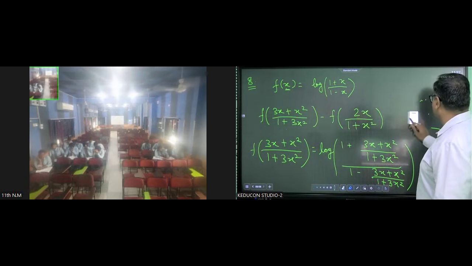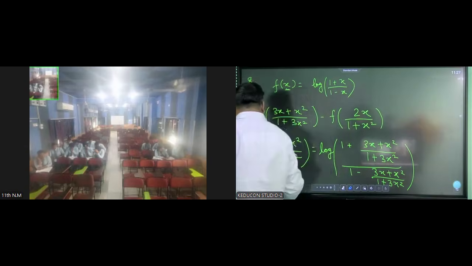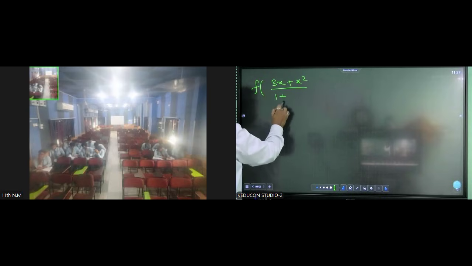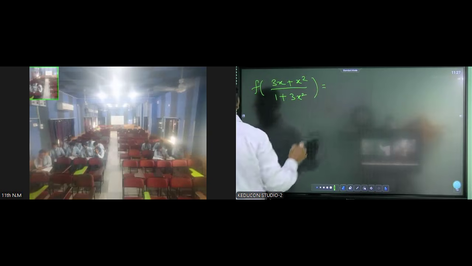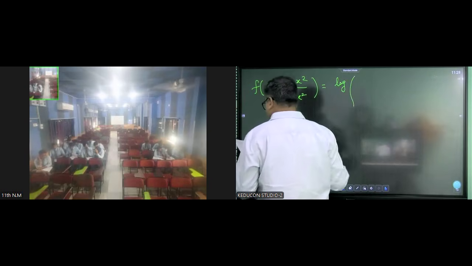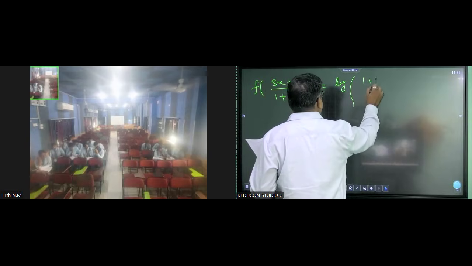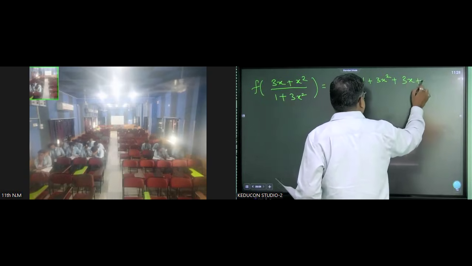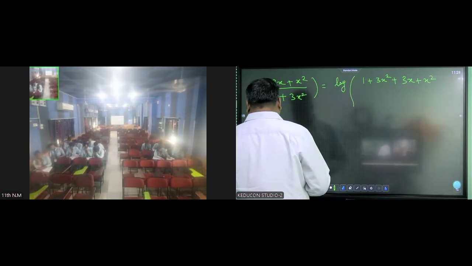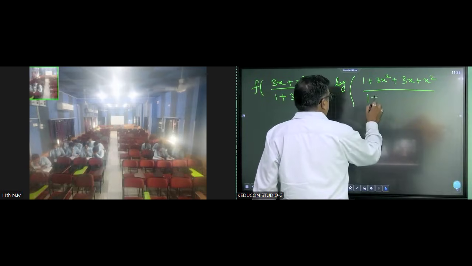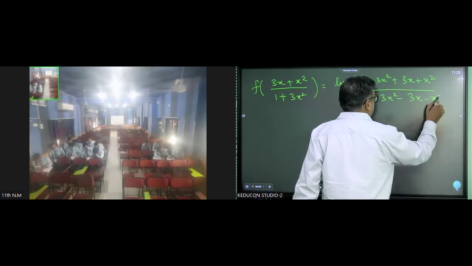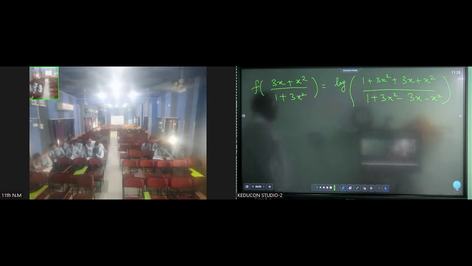जब इसको solve किया तो बच्चों क्या आ जाएगा आपके पास, f of 3x plus x square, that will be equal to log of (1 plus 3x square plus 3x plus x square) upon (1 plus 3x square minus 3x minus x square), बेटा denominator था जो cancel हो जाएंगे दोनों denominators. Any doubt till now?